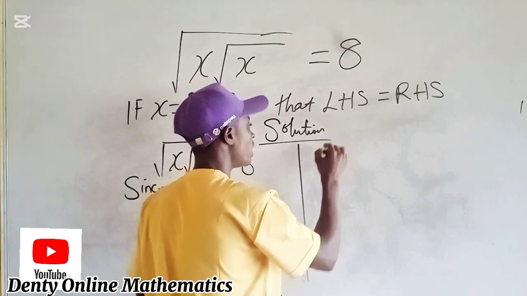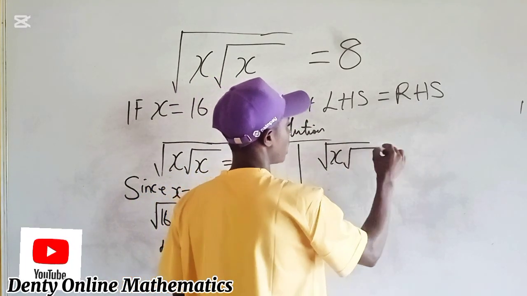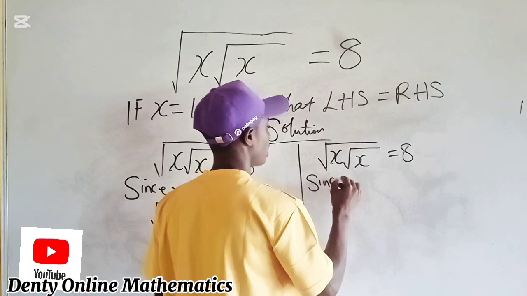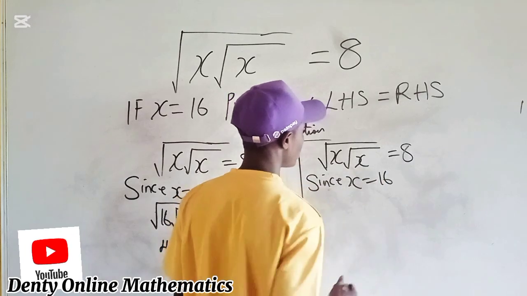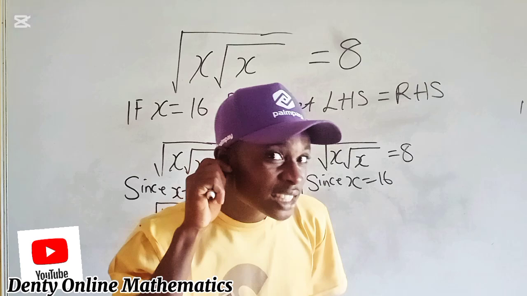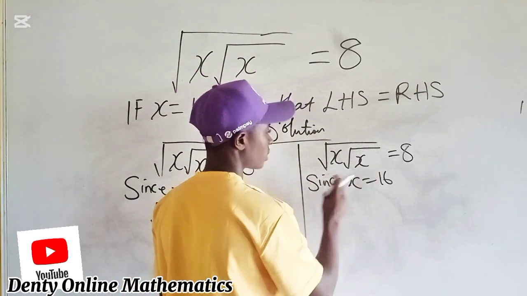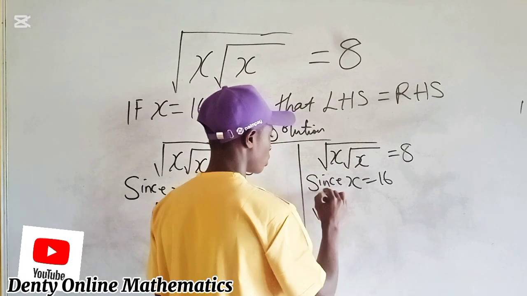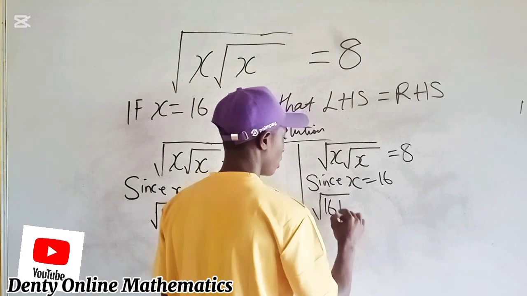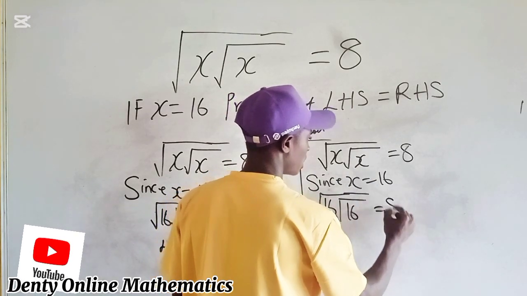Anytime you have a problem that looks like this, root of x multiplied by another root of x equal to 8, and you know that since x is equal to 16, always start with the inner square root. What did I say? I said start with the inner square root. Now this is the inner square root, this is the smaller square root, so this will be the square root of 16 multiplied by another square root of 16 equal to 8.